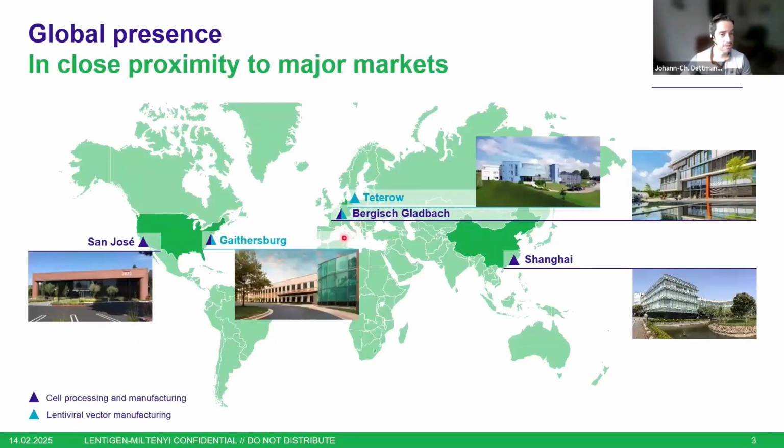Our headquarter is located here in Bergisch Gladbach with facilities for lentiviral vector process development and also for cell processing. We also have cell factories in Gaithersburg, San Jose, and in Shanghai. Our main facility for GMP-compliant vector production in Germany is located in Teterow. We also have large-scale facilities for vector production in Gaithersburg, and the headquarter for lentiviral vector process development is also located here.